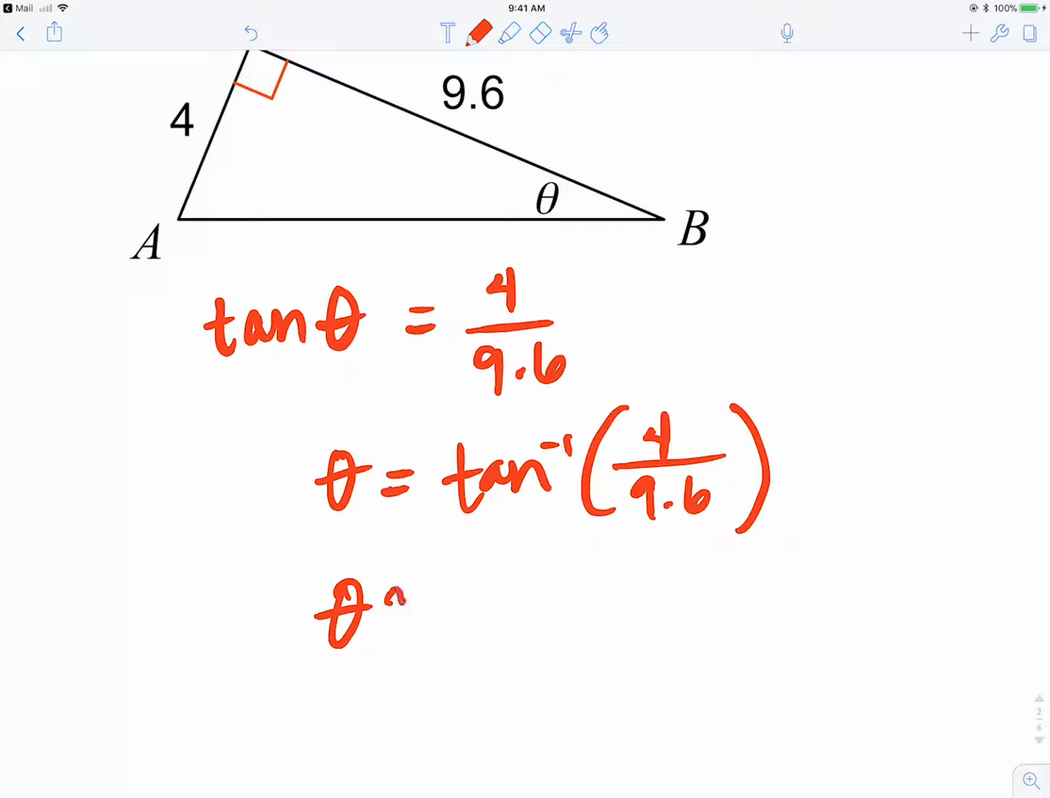So to type that into the calculator, I hit second tan and then type in 4 over 9.6, close parentheses, and I get theta is approximately 22.6199 degrees. Okay, let's do another one.